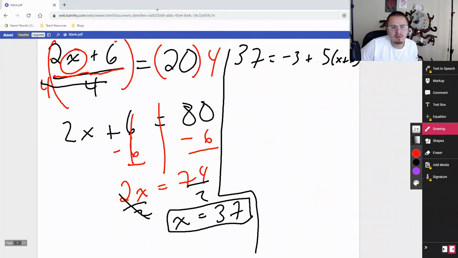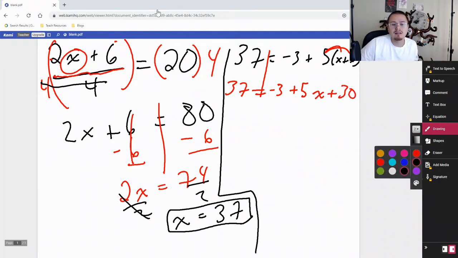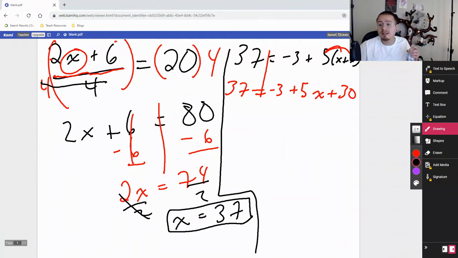So the first thing I'm going to do is distribute the 5. We're going to do 5 times x and 5 times 6. That's distributive property. We're going to get 37 equals negative 3 plus 5 times x is 5x, and 5 times 6 is 30. So if you have questions, make sure you pause the video, write them down, send me an email, hit me up. We got a nice little network here, 300 subs. Let's go. Left hand side is all good.